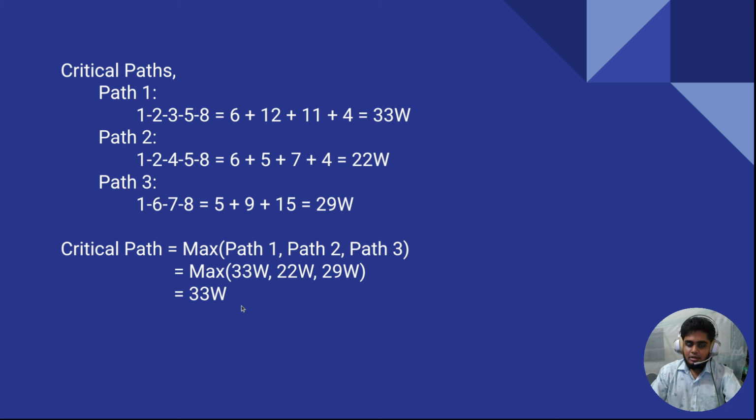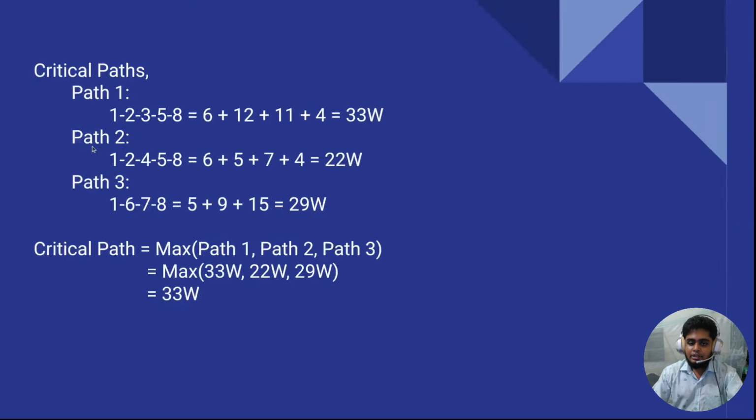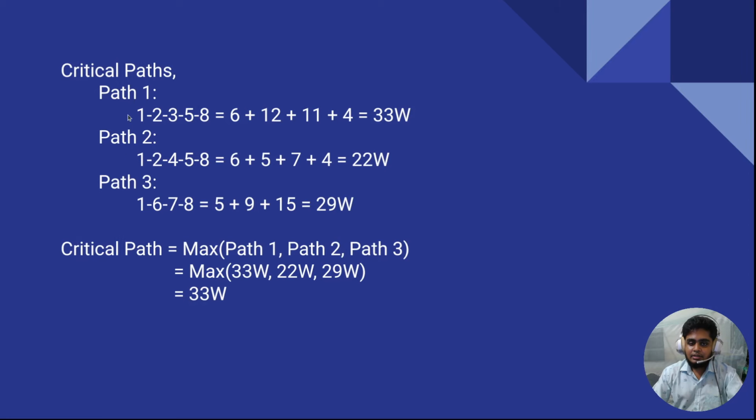Okay, after that I have to calculate standard deviation and variance. This is the equation for standard deviation and this is the equation for variance. In this case I have to take only certain values. You already see there are a total of 3 paths: path 1, path 2 and path 3, and I get the critical path of 33 weeks, which is basically the first one, path 1.